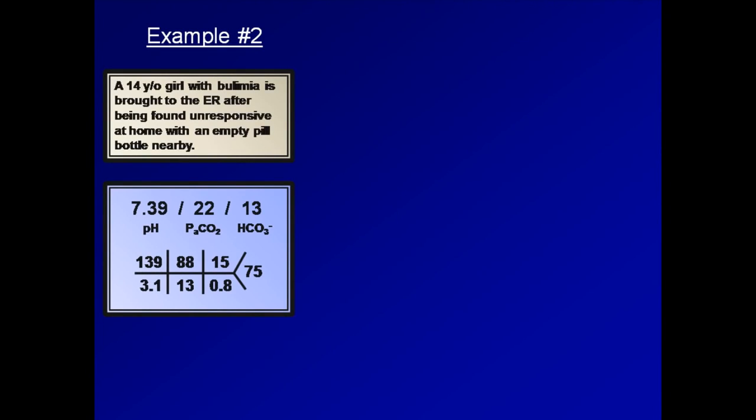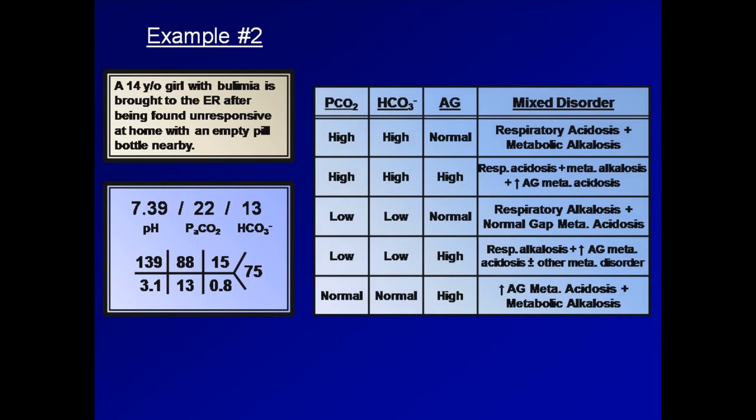Example 2. A 14-year-old girl with bulimia is brought to the ER after being found unresponsive at home with an empty pill bottle nearby. Once again, we can pull up our chart of mixed disorders with overall normal pH. In this case, the girl has a low PCO2, a low bicarb, and a high anion gap. This puts us into this category, which unfortunately doesn't by itself provide a conclusive list of acid-base disorders, as there is still the unanswered question of the plus-minus other metabolic disorder.